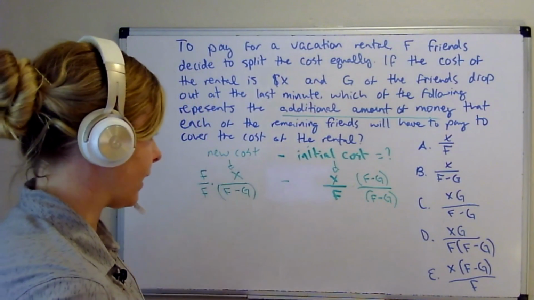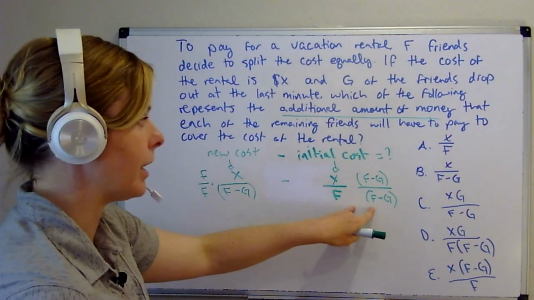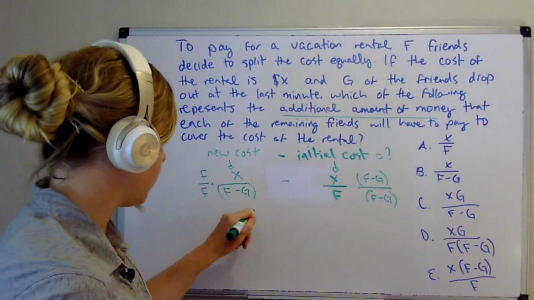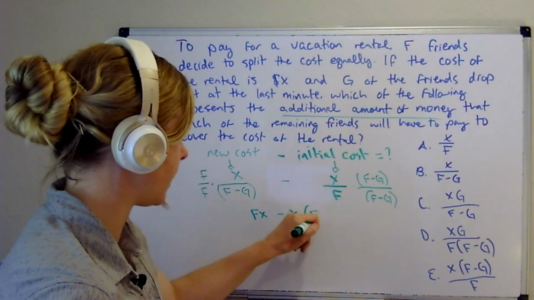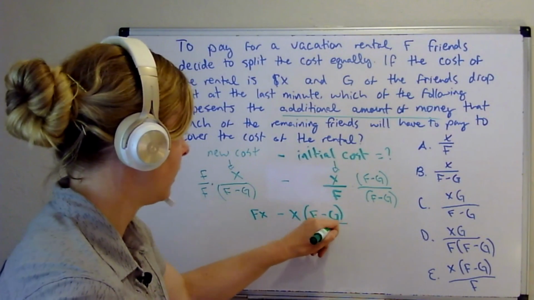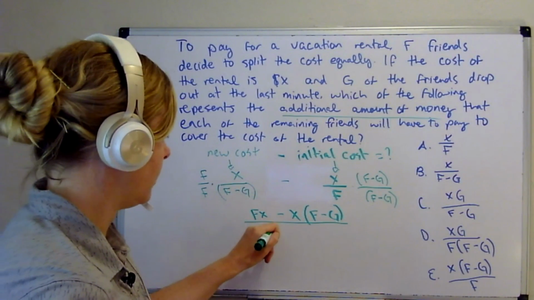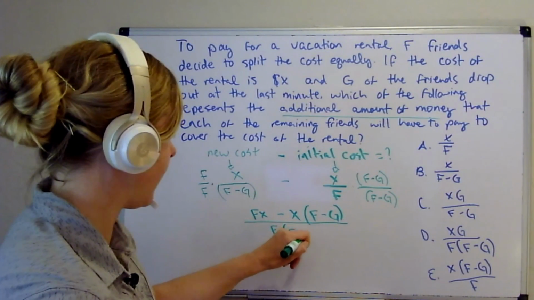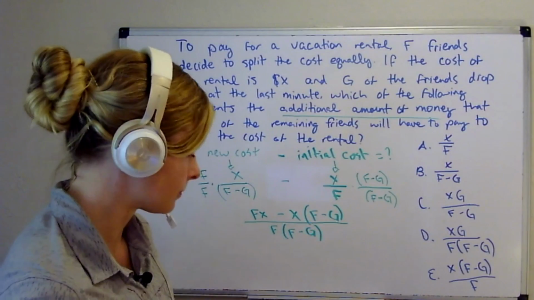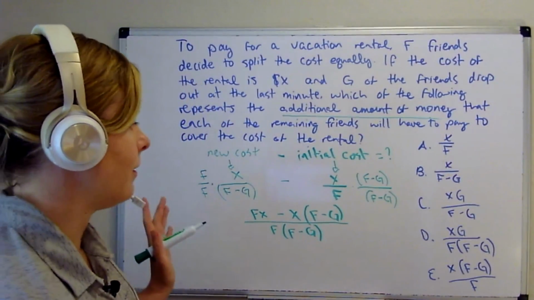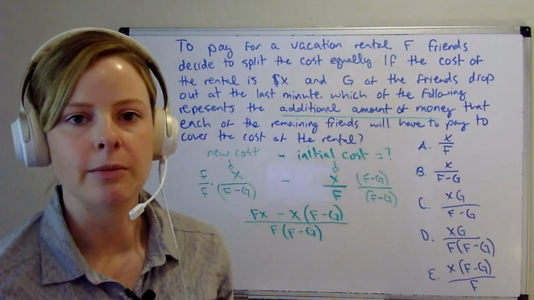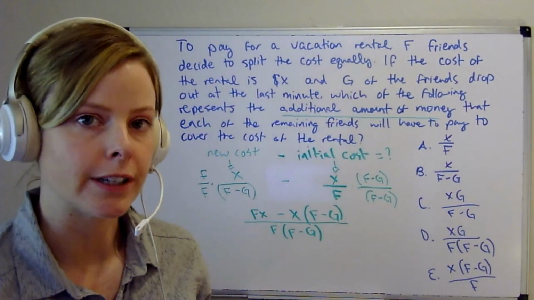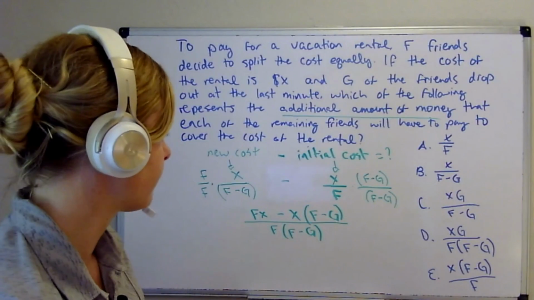Now we can go ahead and combine our fractions because we've got the same denominator on the bottom. So on the top here, we've got f times x, and then that is going to be minus x times f minus g. And the whole thing is over our denominator of f times f minus g. And again, this looks really nice. Now we've got one fraction. Sadly, it is still not in its most simplified form that we see in the answer choices, so we still have to go one step farther.